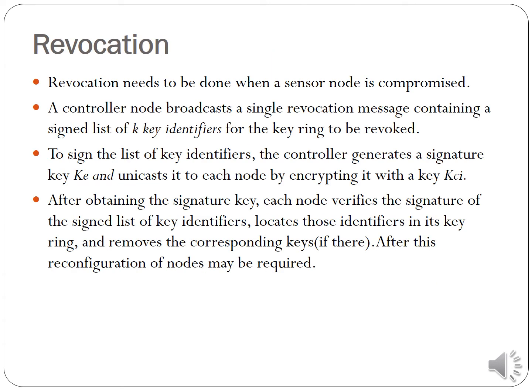Revocation when a sensor node is compromised. To sign a list of key identifiers, the controller generates a signature key KE and unicasts it to each node by encrypting it with a key KCA. After obtaining the signature key, each node verifies the signature of the signed list of key identifiers, locates those identified in its key ring and removes the corresponding keys. After this, reconfiguration of nodes may be needed.